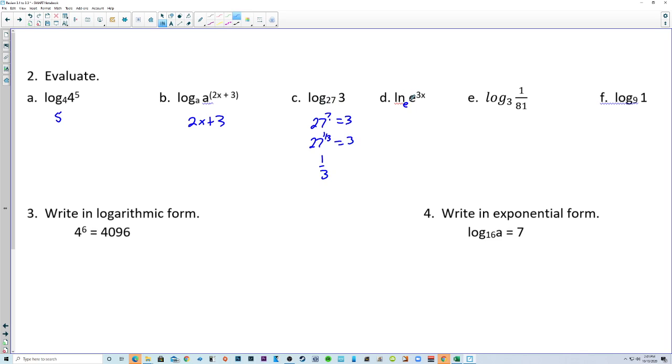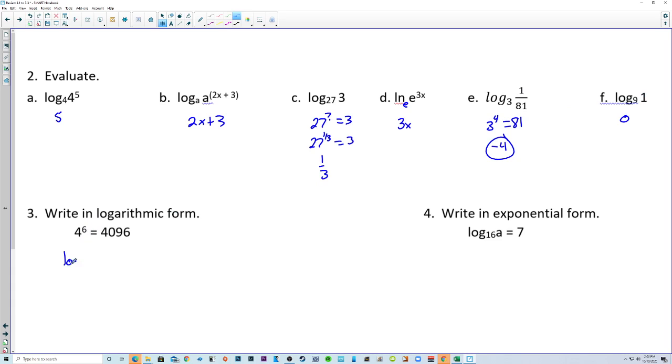Natural log is base e, so these have the same bases, and that's just going to be 3x. 3 to the 4th is 81, and we need to get that 81 to the denominator, so that's 3 to the negative 4th. So that evaluates to negative 4. 9 to the 0 is 1.